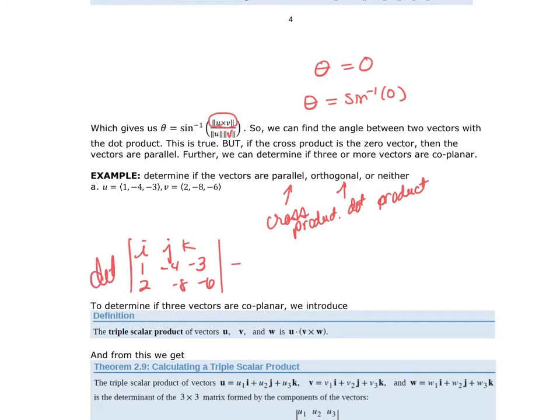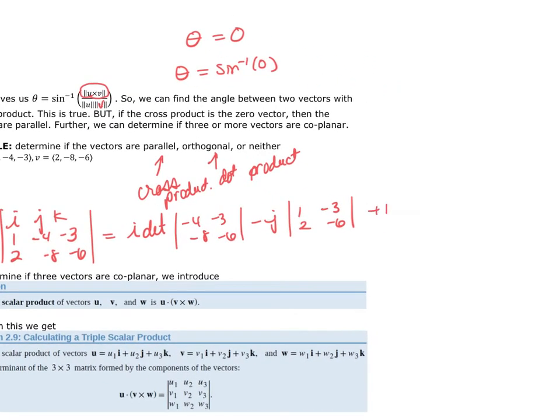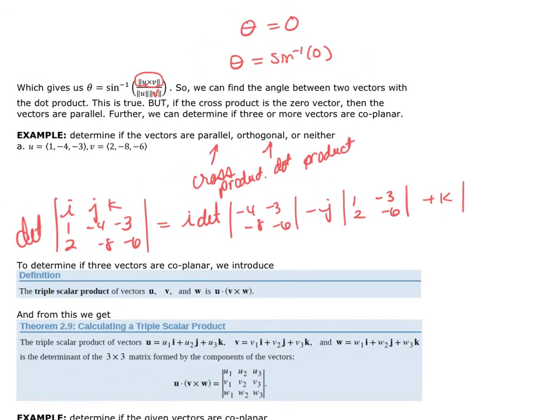The determinant of this is equal to i multiplied by the determinant. I want to just stop writing the word determinant, and I need to. The determinant of -4, -3, -8, -6, minus j, and I have 1, -3, 2, and -6, and then plus k, and my determinant is 1, -4, 2, and -8. And when I do this, I get 0. Because I get 0, this tells me these two vectors, even though they don't look like it, are parallel.